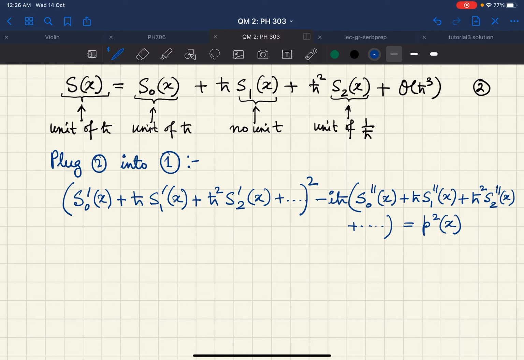Now we give the same argument as we had given when we discussed the perturbation theory technique. The left hand side here is a power series expansion in ħ, and just as we argued for the parameter lambda in the time independent perturbation theory discussion, here we want the left hand side to vanish for all values of ħ, because I can actually write this as minus p squared of x equal to 0.